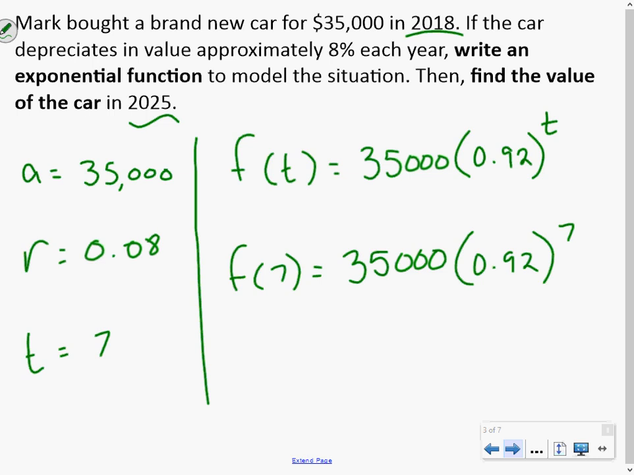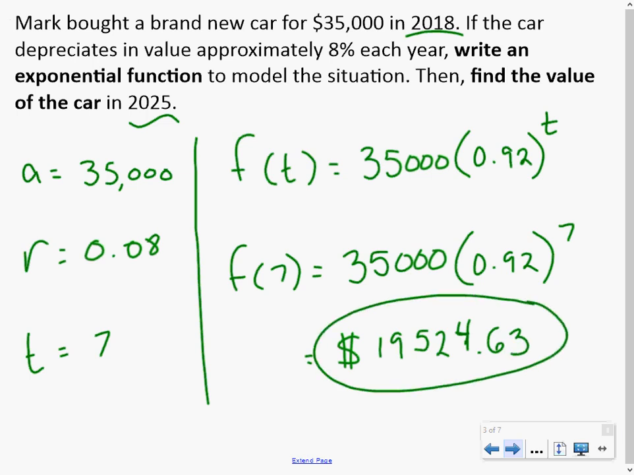Plug it into our calculator to make the calculation, and we're going to find that the car is now only worth $19,524.63.